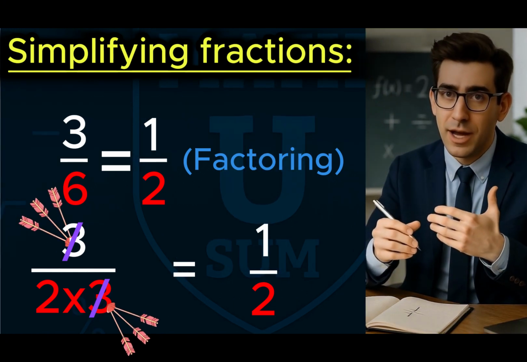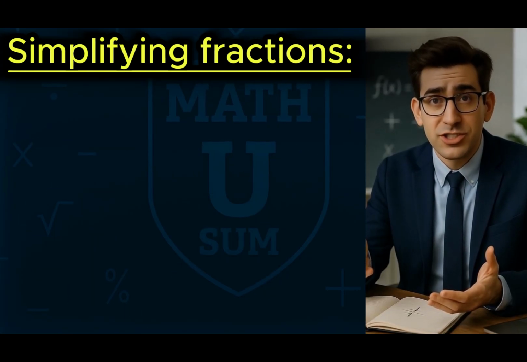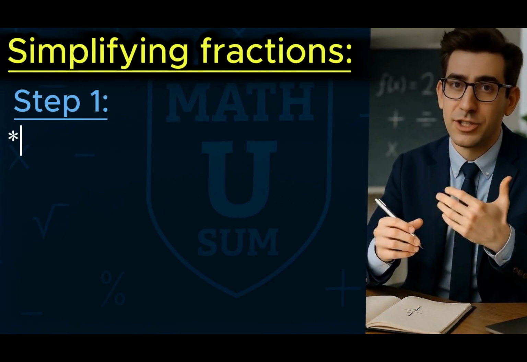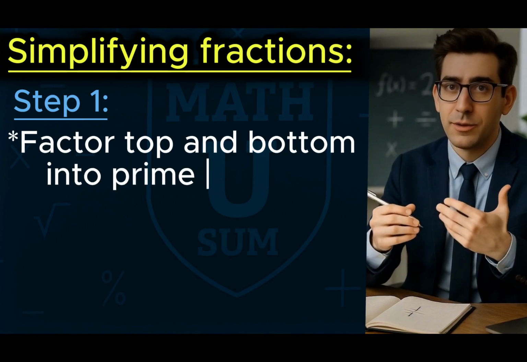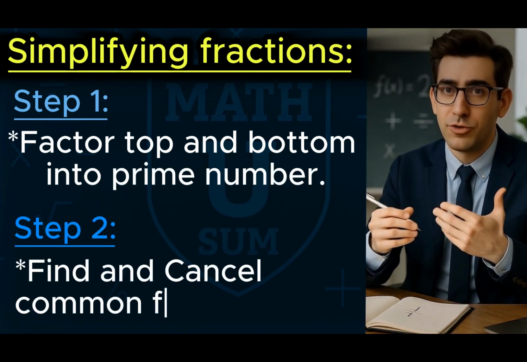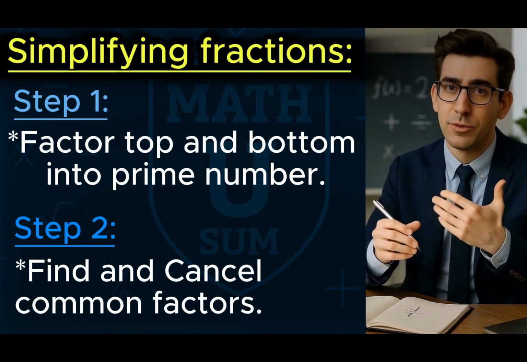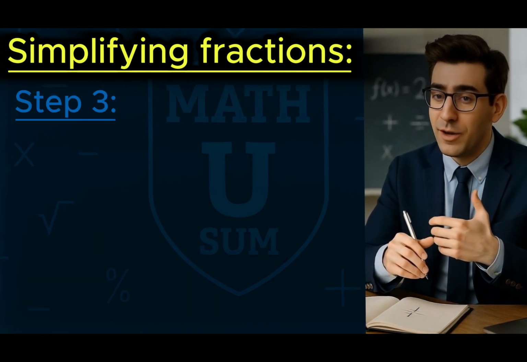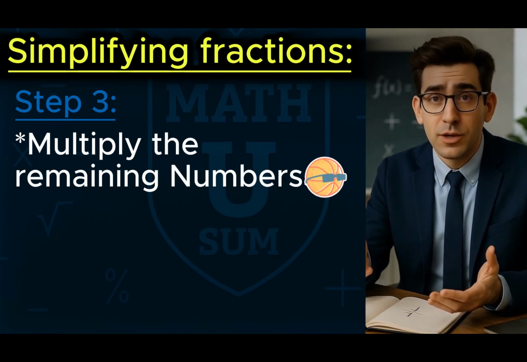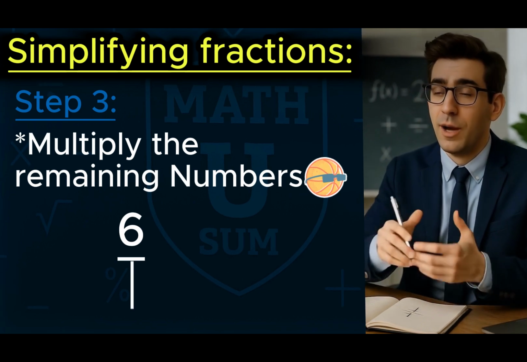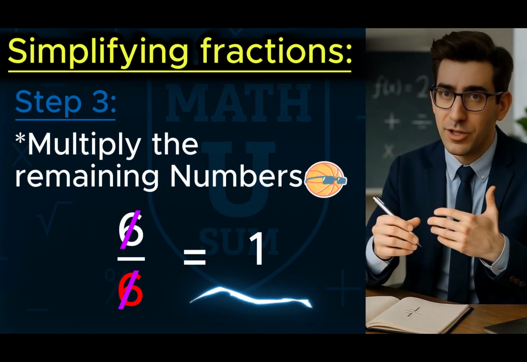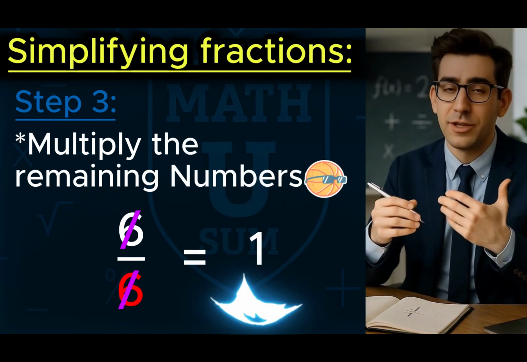That's how we simplify. Here's the official procedure to simplify any fraction. Step 1. Factor the top and bottom into prime numbers. Step 2. Find and cancel common factors, 1 from the top, 1 from the bottom. Step 3. Multiply the remaining numbers, and that's your simplified fraction. Remember, if everything cancels on top or bottom, write 1 and not 0. Why? Because 1 is always a factor, even if it's invisible.